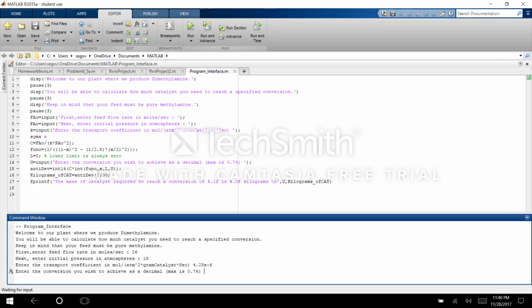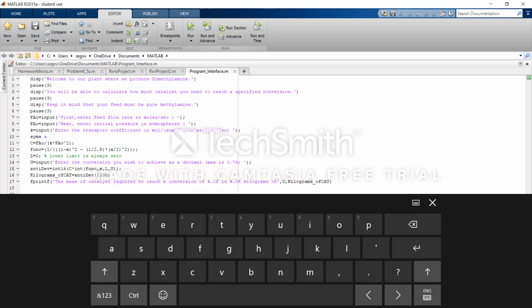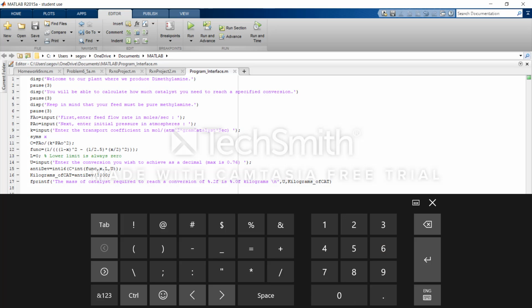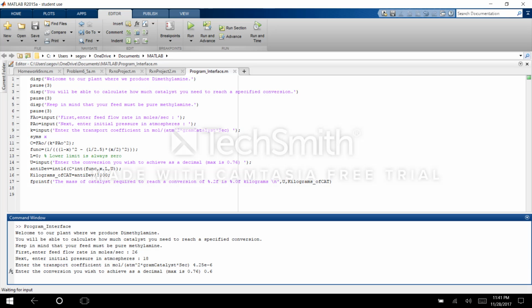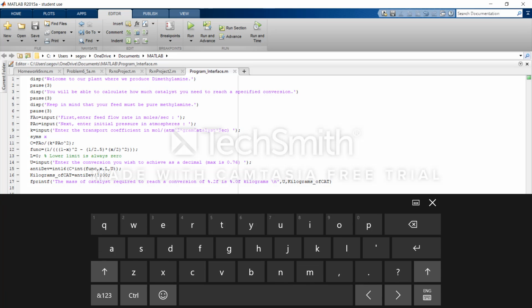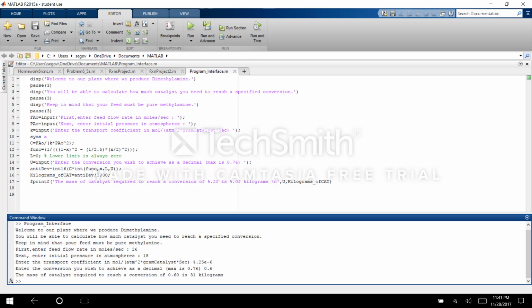And we have that. Now we have to enter the conversion that we want to achieve, and we have to keep in mind that the maximum is 0.76. So let's say the conversion that we want is 60%, and in decimal form, that would be 0.6. So go ahead and input that value, hit enter, and the program goes ahead and calculates how much catalyst we will need. According to the problem, the mass of catalyst required to reach a conversion of 60% is 31 kilograms. And we have to keep in mind the catalyst is a silica alumina catalyst.